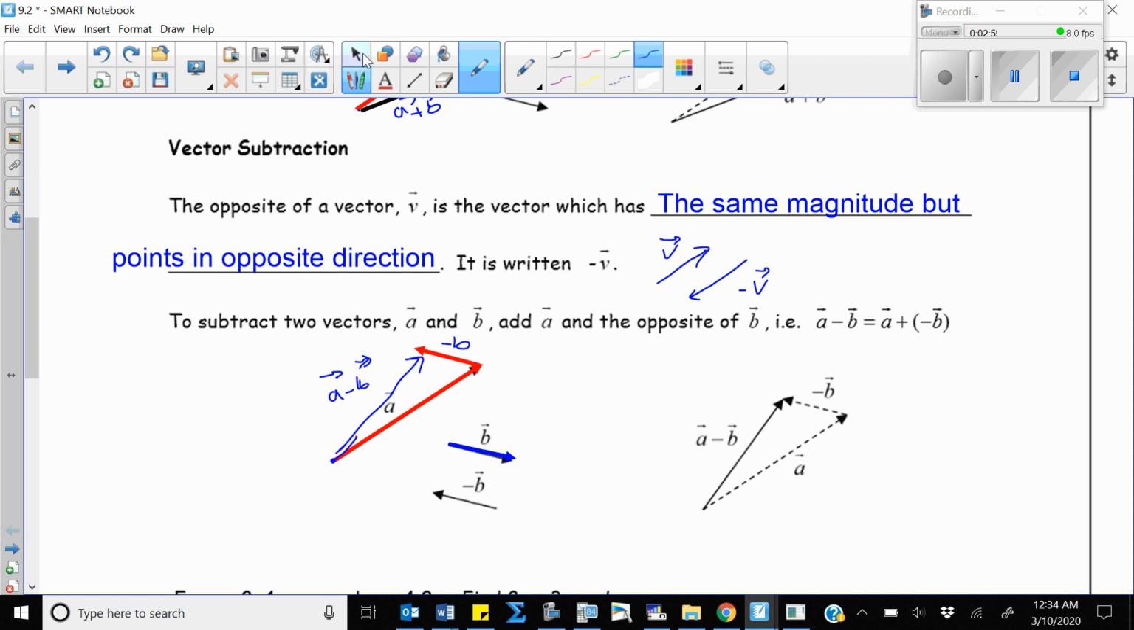If we wanted to add a and b, we would just take the a and put it down, take the b and put it on the tail of a. And this line would be a plus b. But if I want to subtract them, I take a and the opposite of b and put it here. The other one will be a minus b.